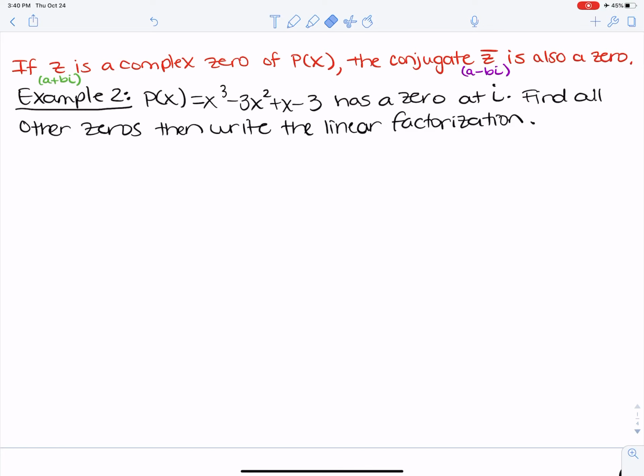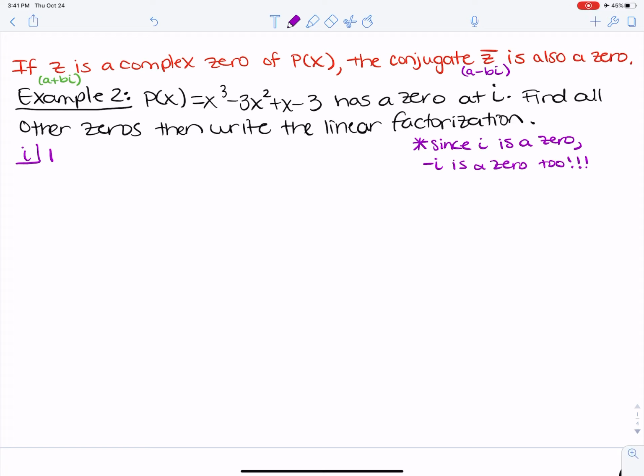So let's do an example. P of x equals x cubed minus 3x squared plus x minus 3, and it has a 0 at i. That's a complex zero. Let's see what the rest of the zeros are and write the linear factorization. So from the beginning, right off the bat, i is a 0. So since i is a 0, negative i is a 0 too. And so we now have 2 things that we can do synthetic division with, starting with thing number 1, i.